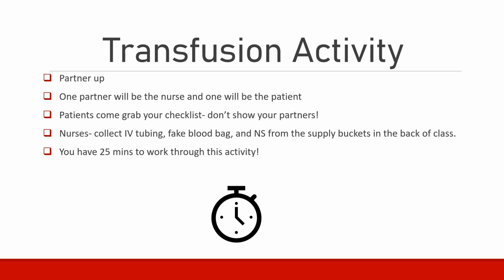The patients, come down here and grab your checklists. You can grab an extra checklist for your partners, but don't show your partner your scenario. I want them to work through it a little bit. If you are in the role of the nurse to start, you can go to the back of the class and grab your supplies from the supply buckets. You should be getting some IV tubing, blood tubing. There are fake blood bags and normal saline bags for you to practice spiking and priming your lines and spiking your blood.